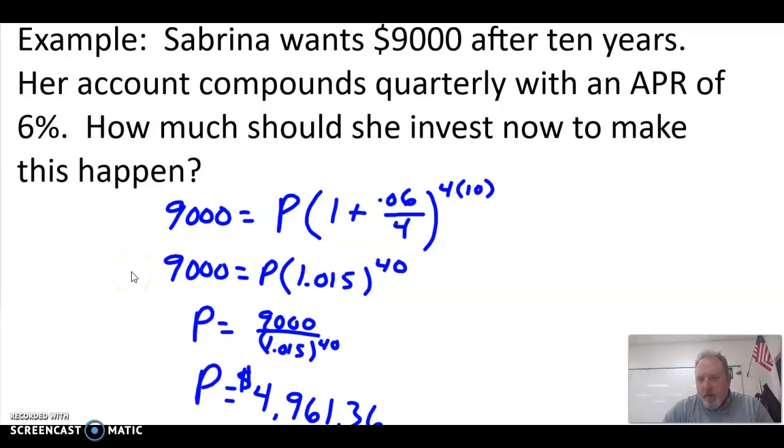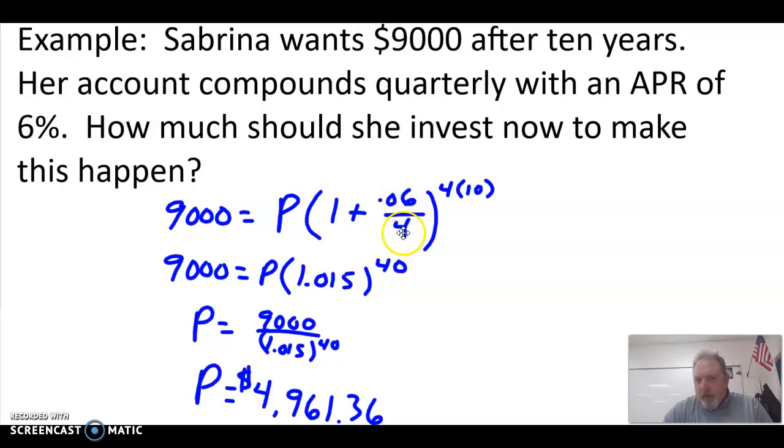All right, here's a more traditional financial example here. And so we have Sabrina, who is investing money. We want to know if she wants to have $9,000 after 10 years, and she has a quarterly interest rate of 6%, how much should she invest to begin with? So this is our final amount. We do not have the starting amount.